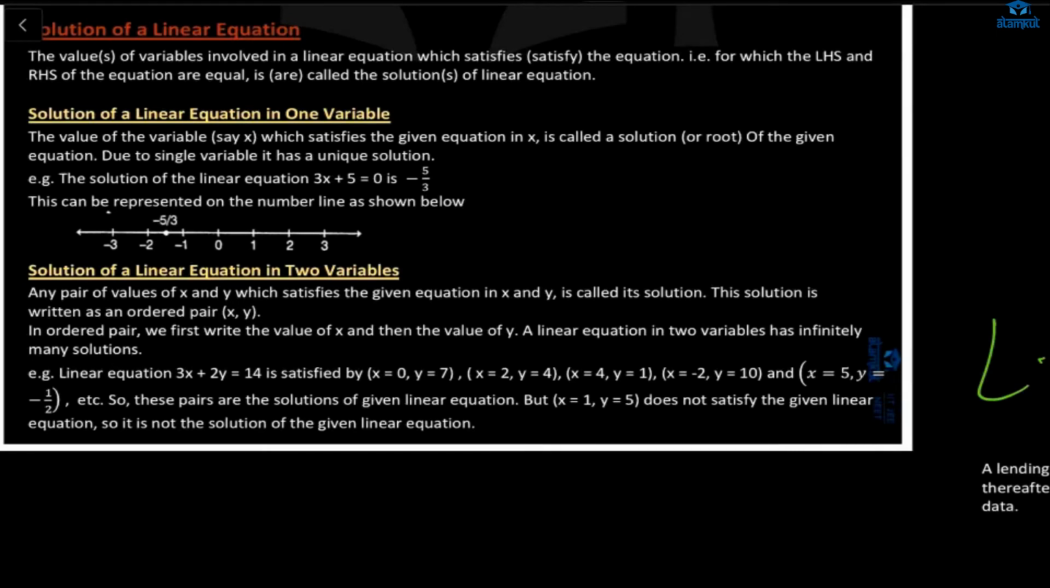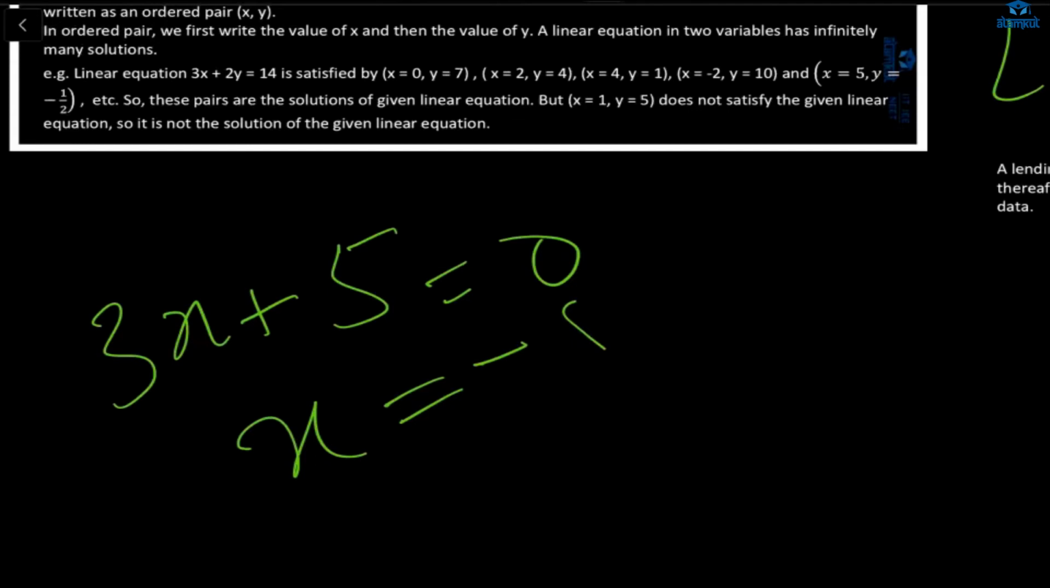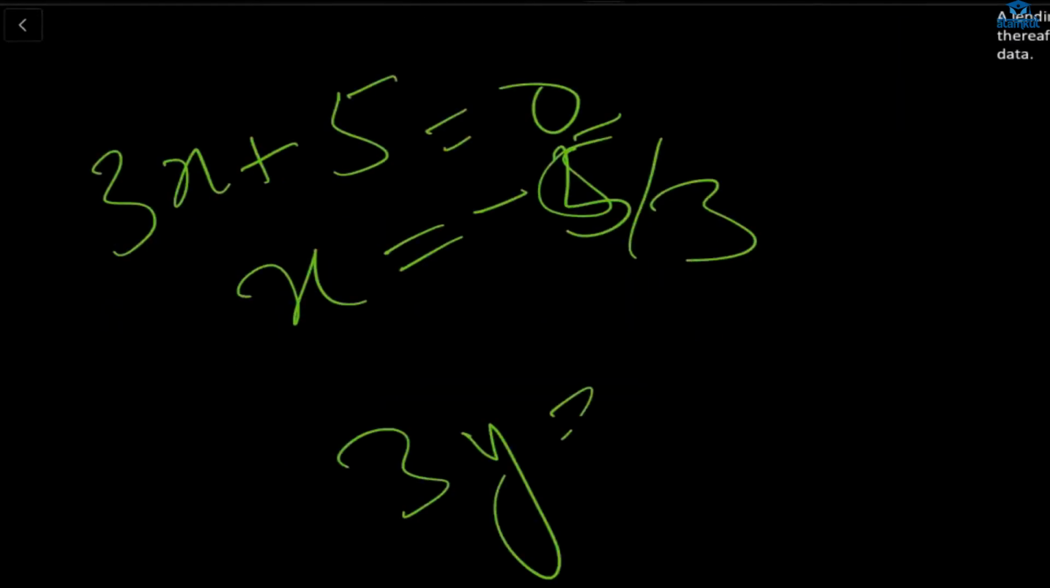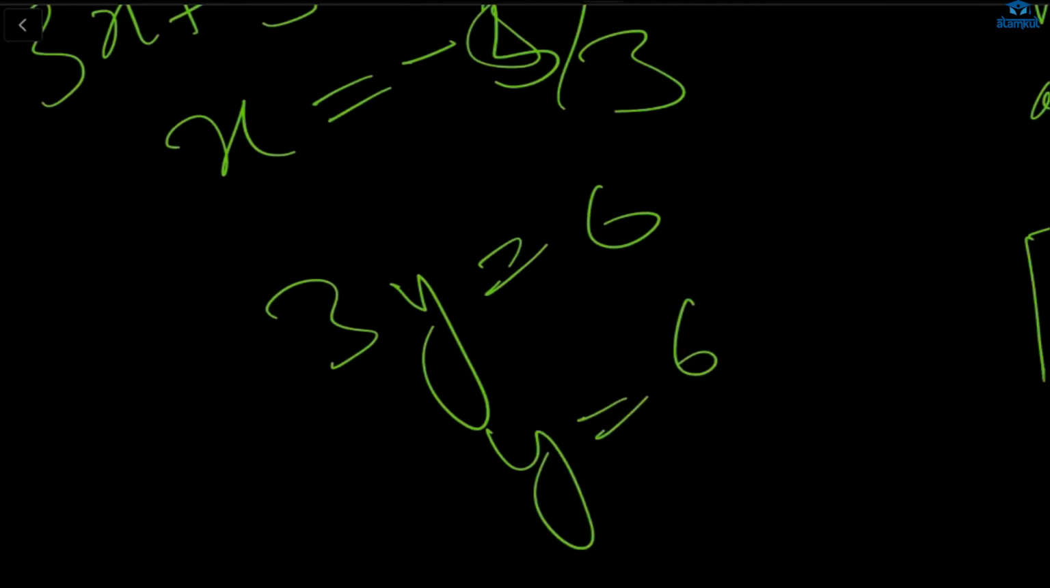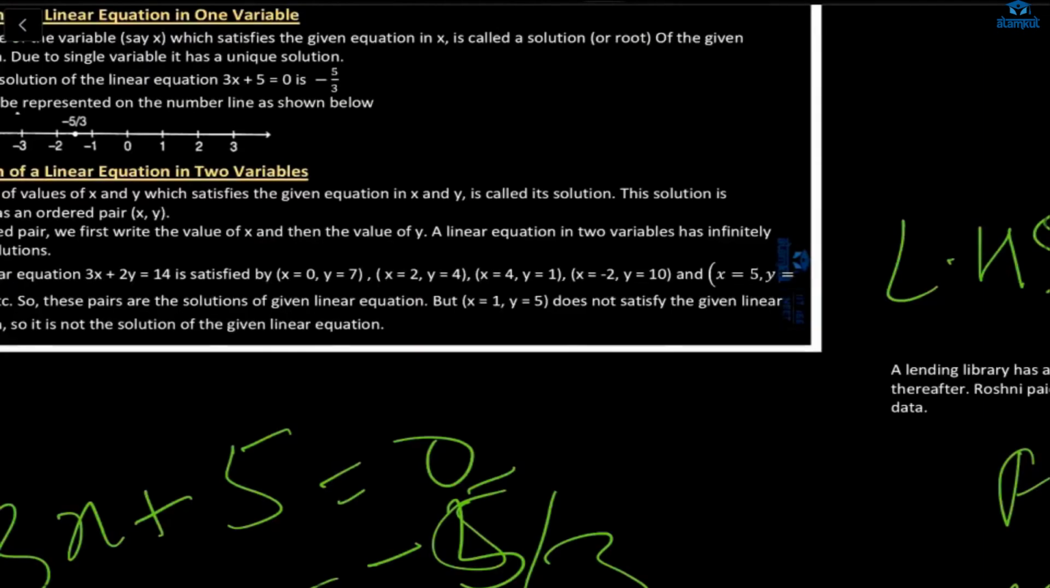Like here I have written 3x plus 5 is equal to 0. So the x value will be what? Minus 5 by 3? Yes. If I say 3y is equal to 6, then the y value will be 6 by 3, so y is equal to 2. So it will have only one single solution. Linear equation in one variable. And you can plot it as a point on your number line also.